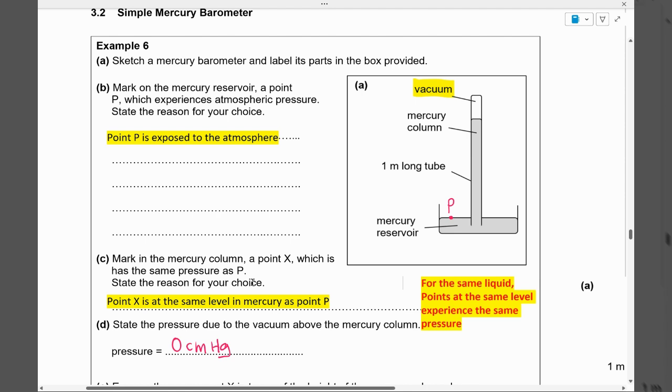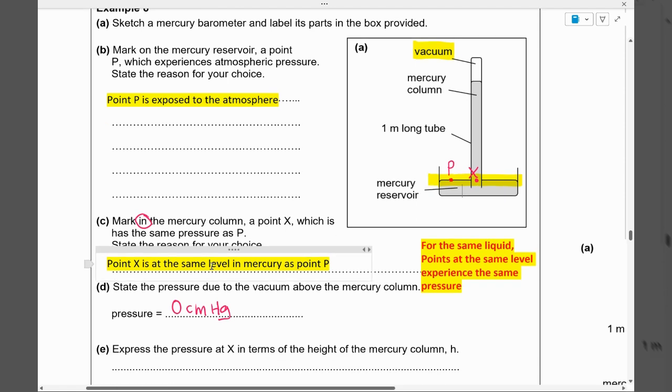For here, mark in the mercury column, I'm just going to choose a point that is along the same horizontal level. But in this case, because we want somewhere inside the mercury column, we mark somewhere here, and I'll label this as X. So what is the reason? The reason is because point X is at the same level and they are of the same liquid, mercury. So point X is at the same mercury level as point P.